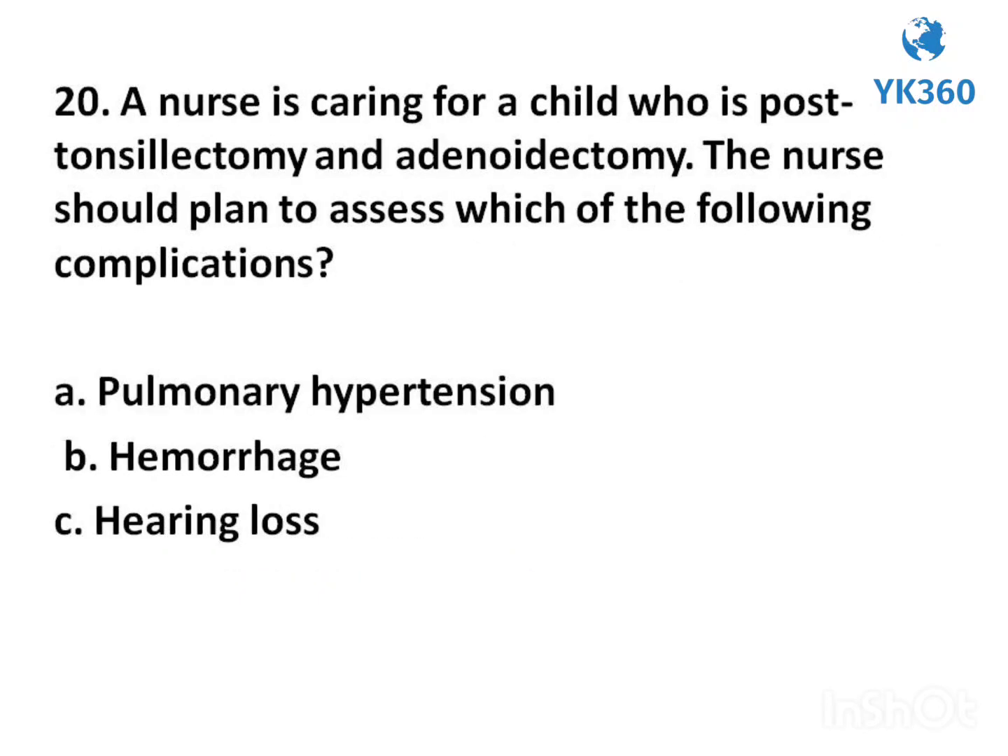Question number 20. A nurse is caring for a child who is post-tonsillectomy and adenoidectomy. The nurse should plan to assess which of the following complications? The options are A. Pulmonary hypertension. B. Hemorrhage. C. Hearing loss. Answer is option B. Hemorrhage.